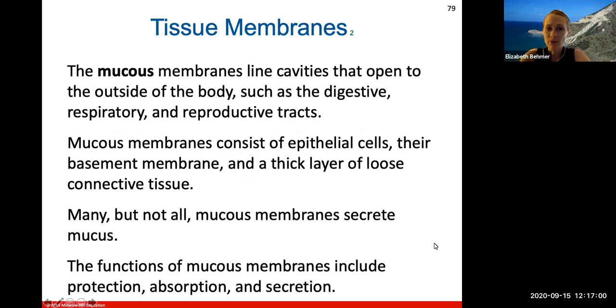The mucous membranes line cavities that open to the outside of the body, like your digestive, respiratory, and reproductive tracts. So that's what a mucous membrane is. Most of them, but not all, will actually secrete mucus. And the function of your mucous membranes are protection, absorption, and secretion.